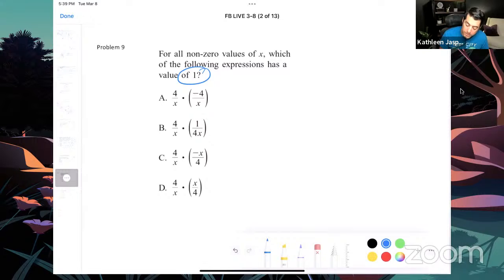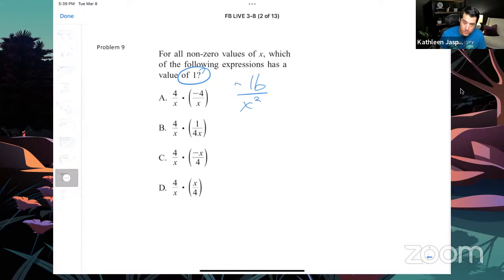You'll see I've got, remember, multiplication of fractions is straight across. So 4 and -4 is going to give me -16 over x squared, not 2x, but x squared. And so I can't really do much with that. So -16x squared is not going to work. So that's out. B says we do 4 and 1 on the top, and then x and 4x. That's going to give us 4x squared, which is going to result in 1 over x squared. Okay. And that definitely does not equal 1.